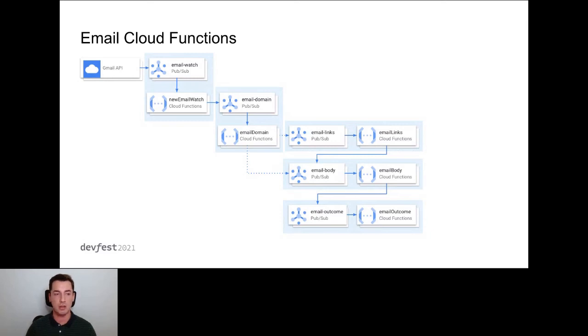The new email watch cloud function has a couple of methods that it goes through. For example, it checks data, does this, does that, checks a couple of things over there. What it does over there, we send it to email domain, email links, email body, email outcome, right? So between all of these, they have the subscriber and publisher. We're using PubSub just because I would need to get an outcome from every cloud function, but I would need to be able to pass that outcome to the next cloud function.